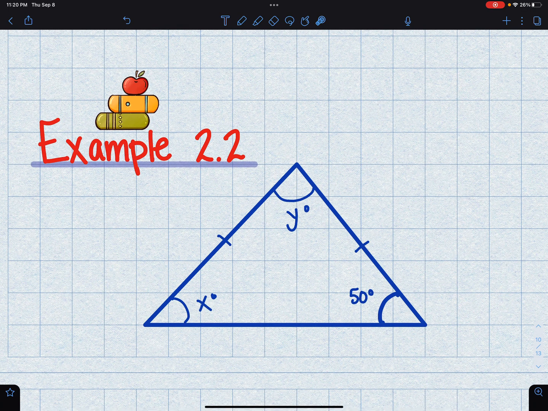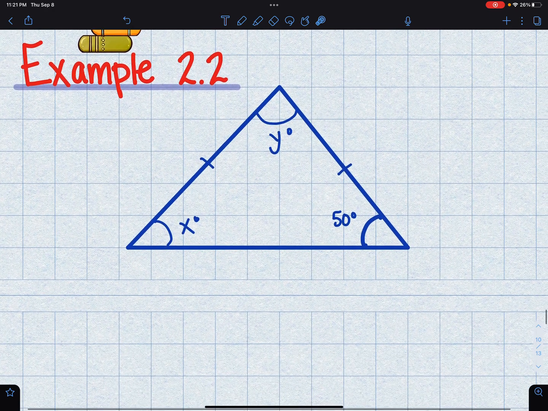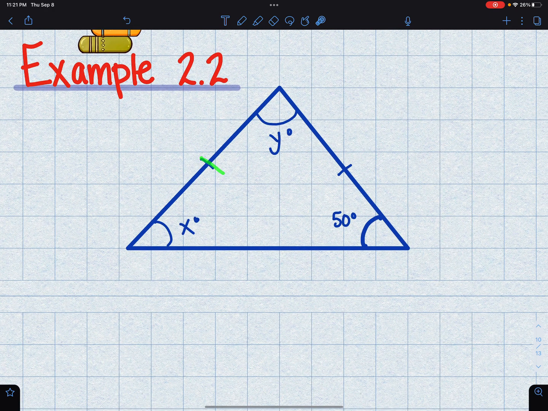Okay, now, you knew it was going to get trickier, right? Now they want to know what is x and what is y, and they only give you one angle. So at first it seems like, I don't know if I can solve this problem, but they do give you another piece of information that is super helpful. These little tick marks, or hash marks. That means that this segment is the same length as this segment.